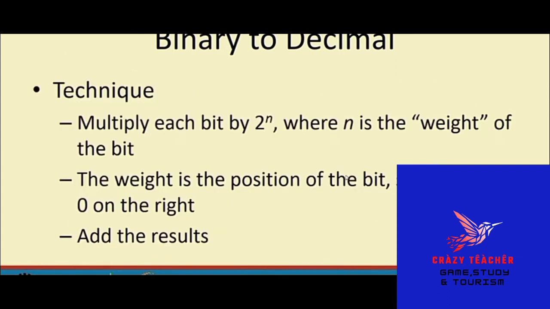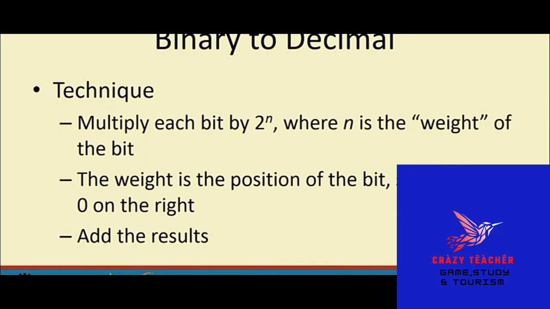Now when we are converting binary to decimal, the technique that we have to follow is to multiply each bit by 2 to the power n, where n is the weight of the bit. As I said, when you are trying to get the value of the contribution of a bit or a digit, it is the value of the digit multiplied by the weight of the digit, and the weight of the digit comes from the base to the power n, where n is the position of the digit.